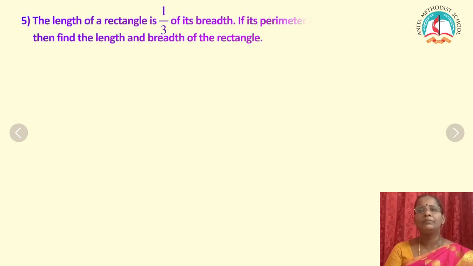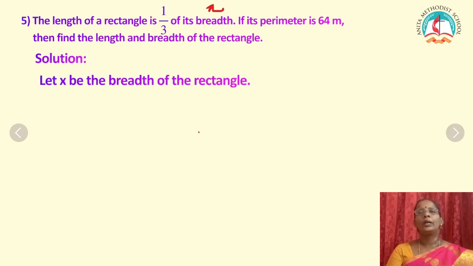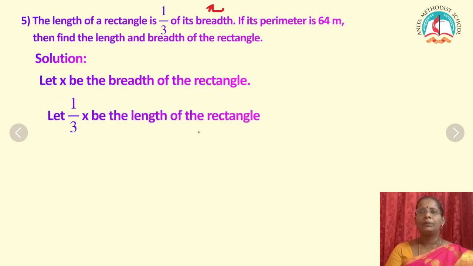Here it is given the length of the rectangle is 1 by 3 times its breadth. So here you assume the breadth is x, then the problem will be a little easier for you. So L is equal to what? 1 by 3x. So let x be the breadth of the rectangle and 1 by 3x be the length of the rectangle, because it's given 1 by 3 times its breadth.